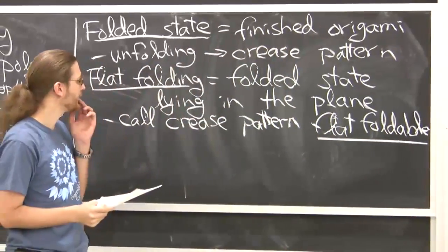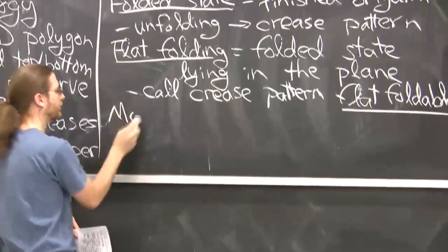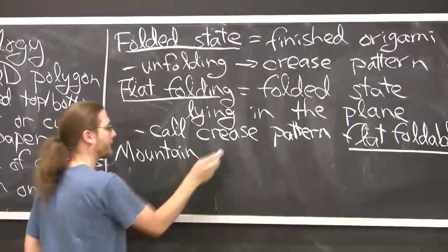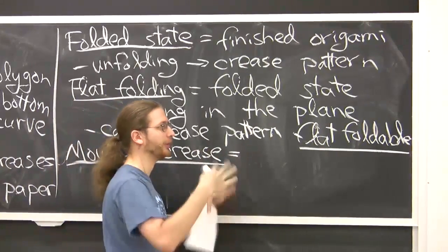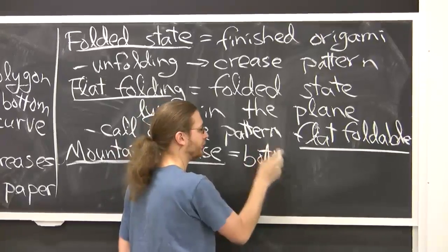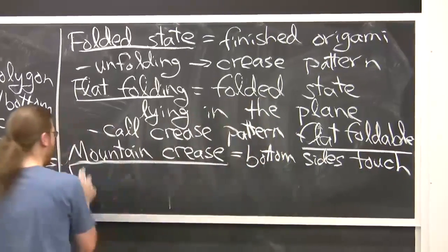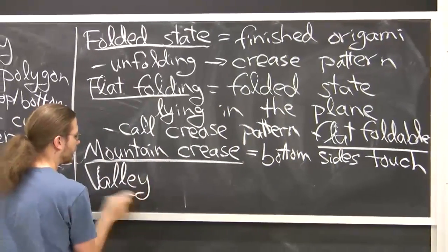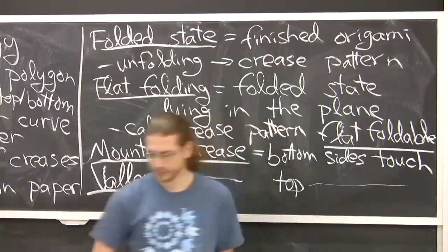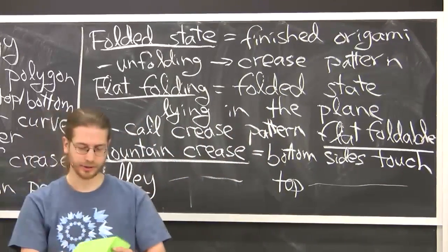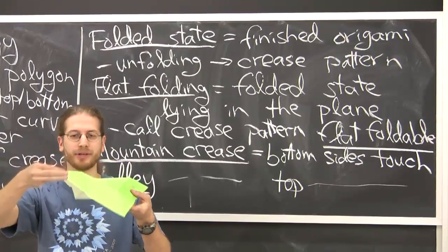All right. Finally, we get to the idea of mountains and valleys. A mountain crease is when the bottom sides touch, and a valley crease is when the top sides touch. Remember my distinguished sides. I'll call the colored side the top. So this is a mountain crease over here because I'm bringing the two white sides together.